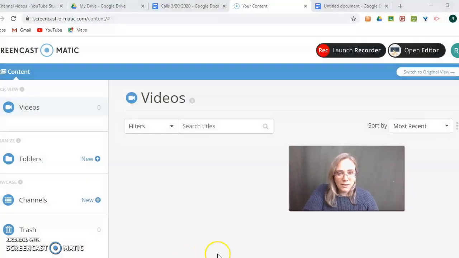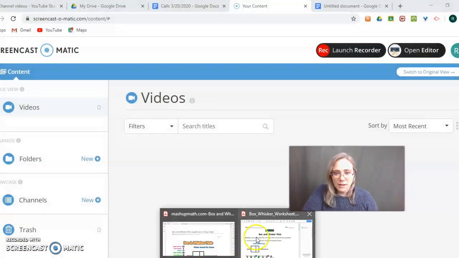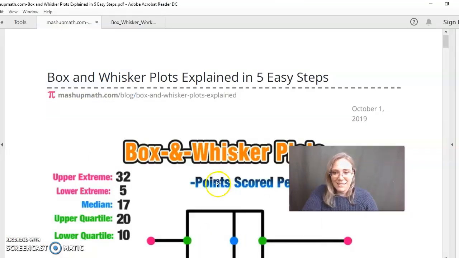So today we're going to look at box and whisker plots explained in 5 easy steps. A box and whisker plot is really useful for displaying data really quickly. It's helpful because it can tell us not just what the middle of the data is, but how spread out it is.